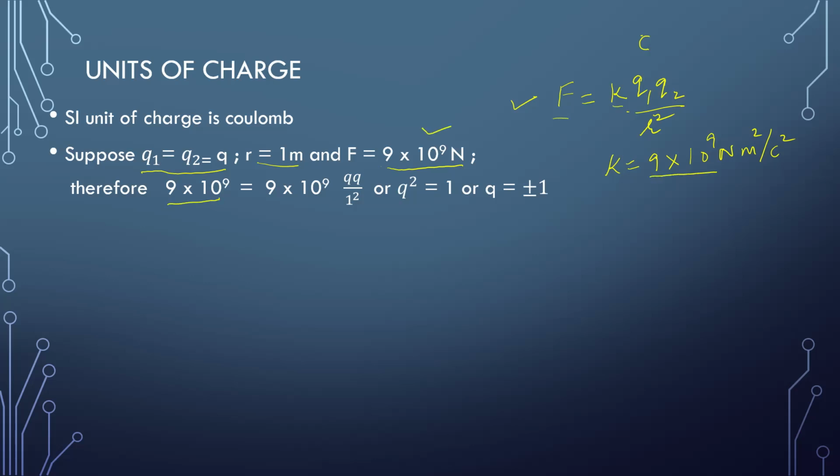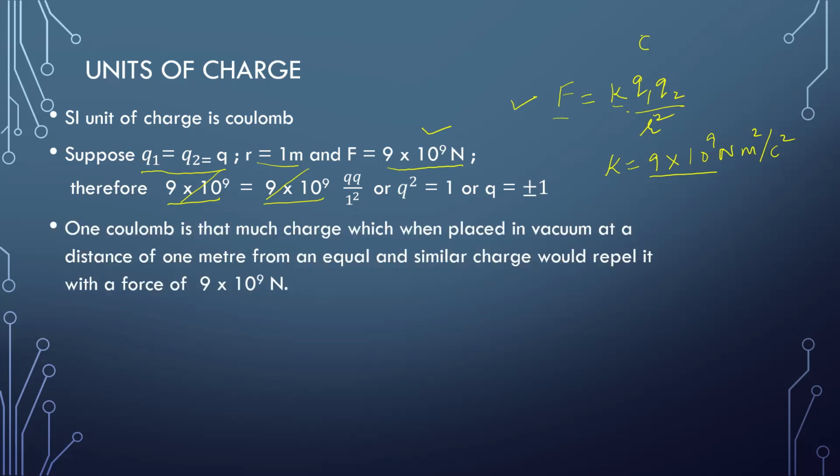The value of K, as I told you just now, and earlier also in my previous video, is 9 into 10 to the power of 9. Q1 is equal to Q2, which we have considered as Q, so it becomes Q into Q, and R is equal to 1 meter. So this 9 into 10 to the power of 9 and 9 into 10 to the power of 9 get cancelled, and you are left with Q square is equal to 1, which is nothing but the value, the Q can be plus minus 1. That means it can be a positive or a negative charge.